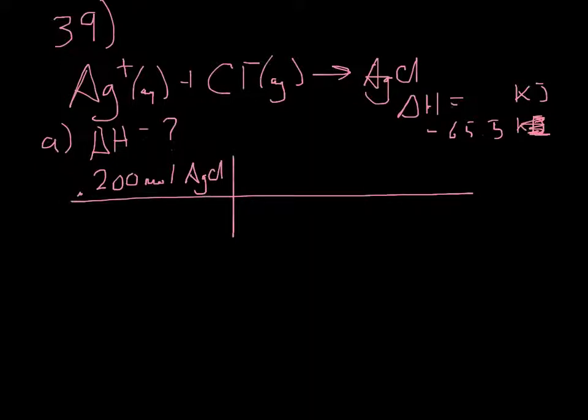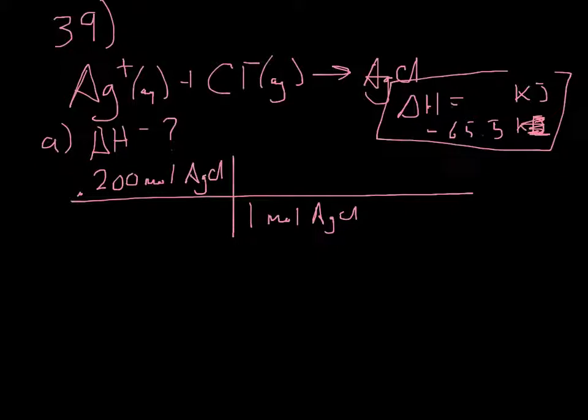Okay, so we have that many moles, so what we can do, we can just go 1 mole of AgCl, because this right here is a proportion to moles, and our coefficient in the balanced equation is 1, so that is negative 65.5. There's a point there. Negative 65.5 kilojoules, cross the moles out, cross the moles out. That one equals negative 13.1 kilojoules.